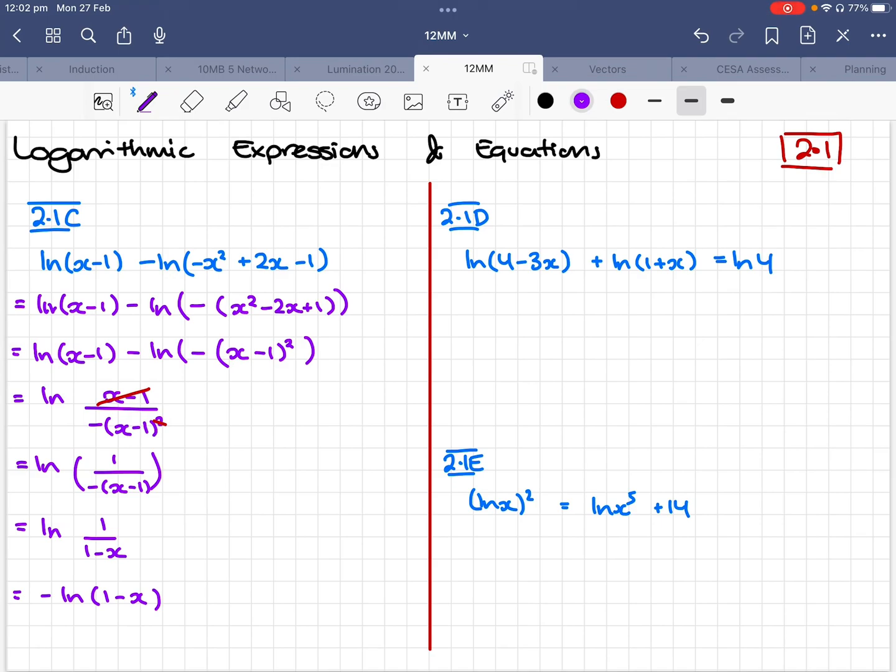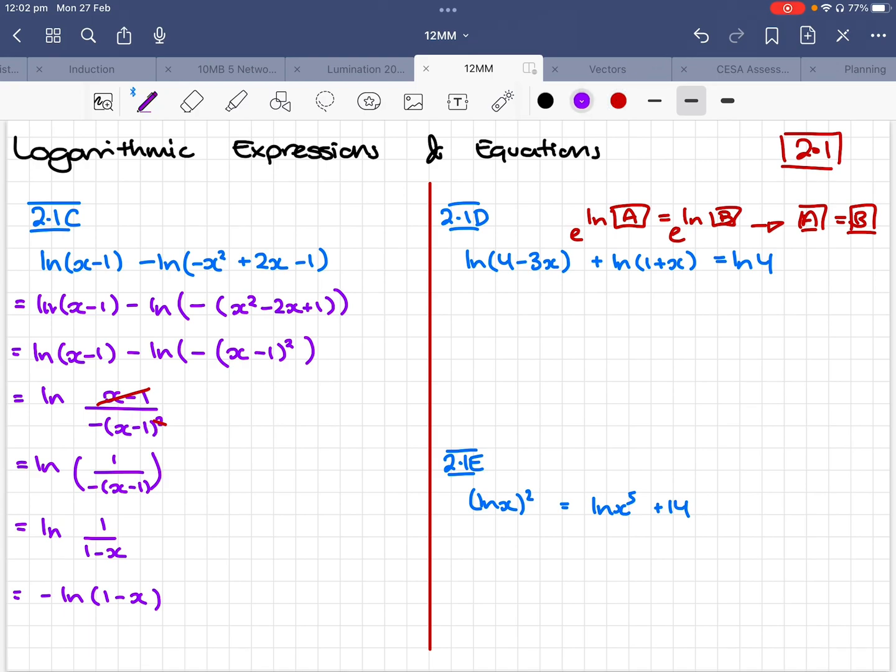Example 2.1d. Here we've got a logarithmic equation. The key thing that we want to try and do to solve a logarithmic equation is we want ln of the left-hand side is equal to ln of the right-hand side, meaning that we can then write that the left-hand side is equal to the right-hand side without the logarithm part. Really what we're doing there is we're raising both sides as a power of e.